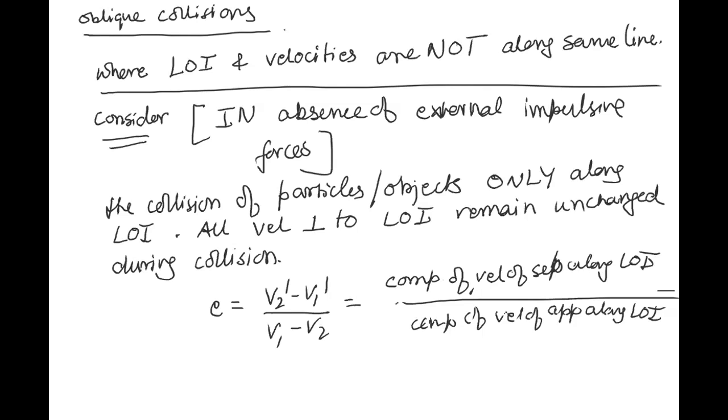So you will also take now two axes. One will be along the line of impact and the other will be perpendicular to the line of impact. The velocity components along the line of impact will take part in collision, just as we have been doing up till now. And the velocity components perpendicular to the line of impact will not change. Okay.